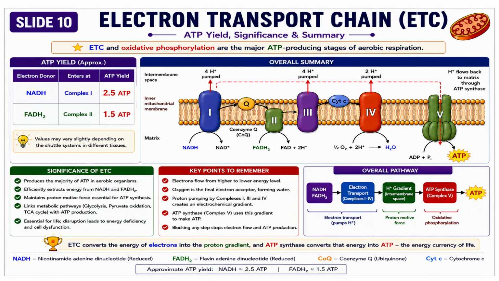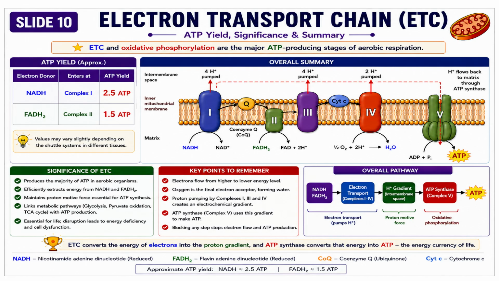As electrons move through the ETC, complexes 1, 3, and 4 pump H+ ions into the intermembrane space. This creates an electrochemical proton gradient, or proton motive force. H+ ions then flow back into the mitochondrial matrix through ATP synthase, complex 5. The energy released drives the conversion of ADP plus Pi into ATP.